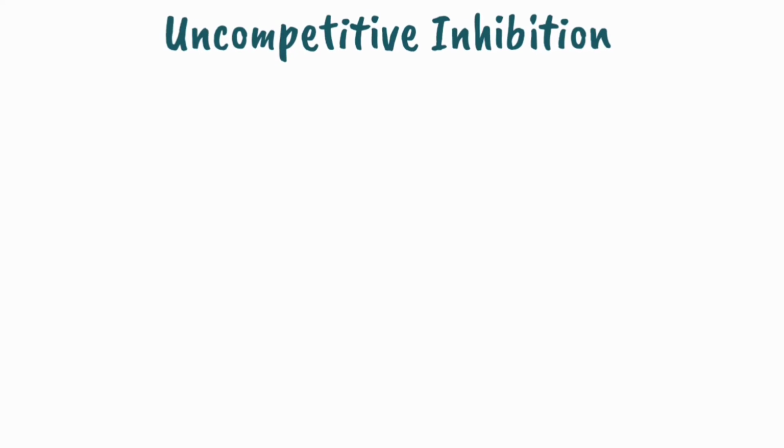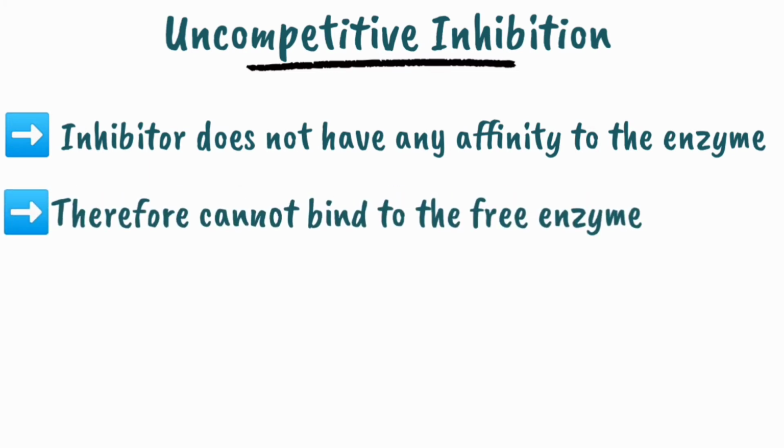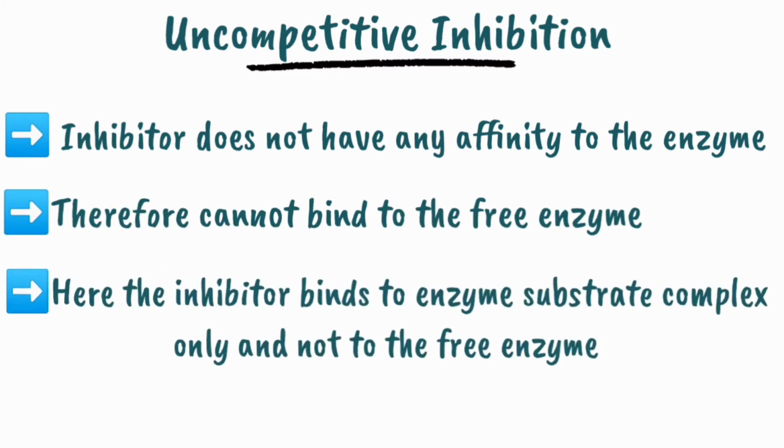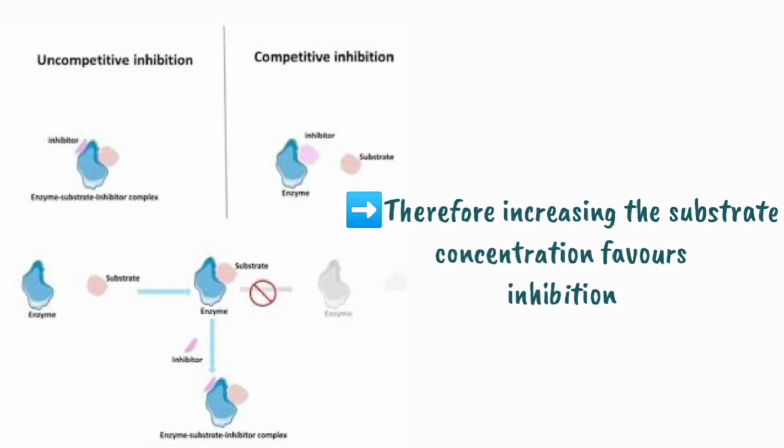In uncompetitive inhibition, the inhibitor does not have any affinity for the enzyme and therefore it cannot bind to the free enzyme. Here, the inhibitor binds to enzyme substrate complex only and not to the free enzyme. Therefore, increasing the substrate concentration favors inhibition by the inhibitor.